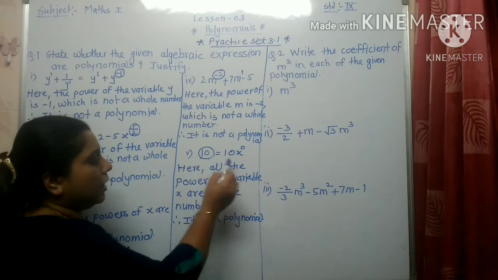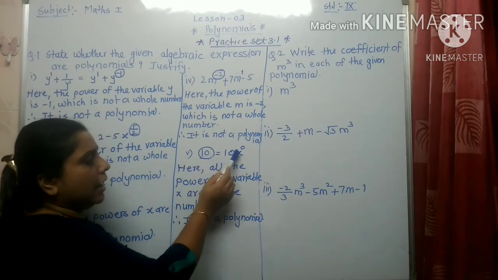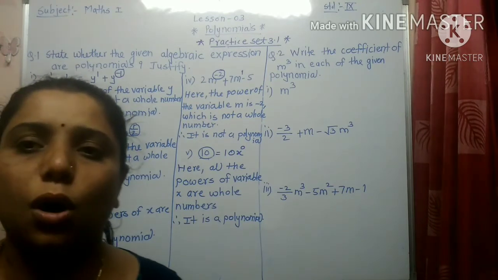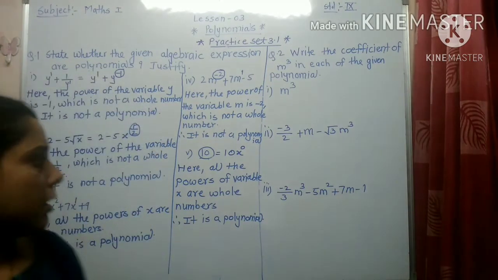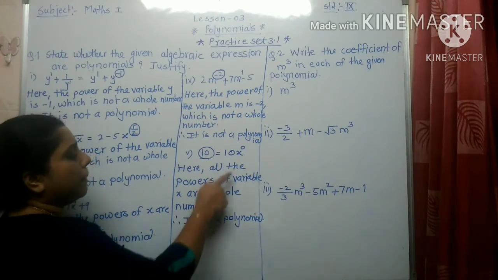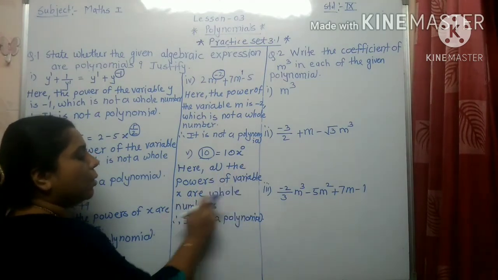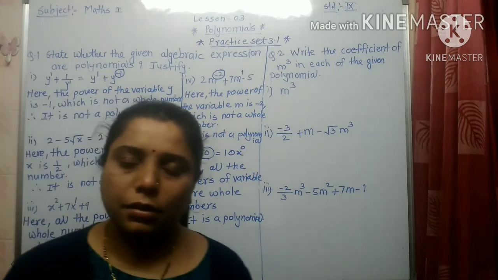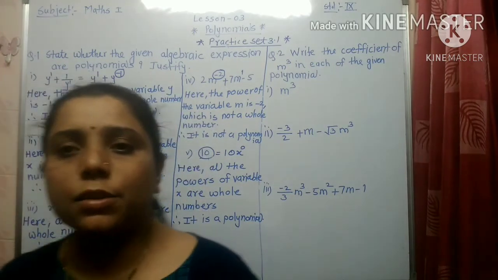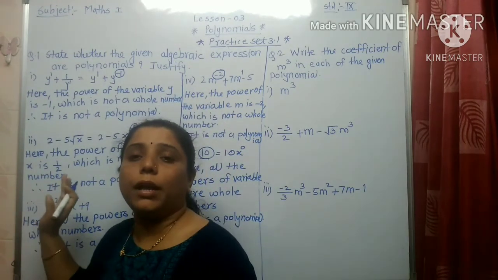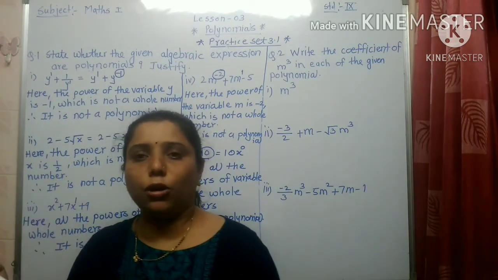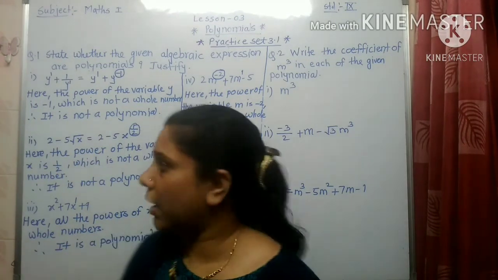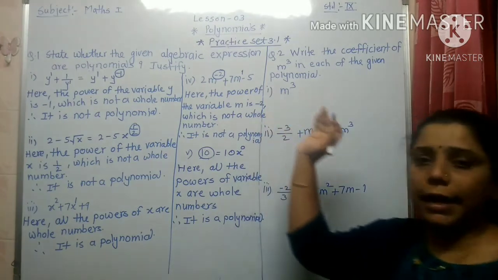Okay. So here in this case, 10 can be written as 10 into x raised to 0, because anything raised to 0 is always 1. Understood? So here all the powers of the variable x are whole numbers. Hence it is a polynomial. Understood? So this question carries only 1 mark. It is a polynomial. You have to write down the answer with reason. Okay. Now come to the second question.